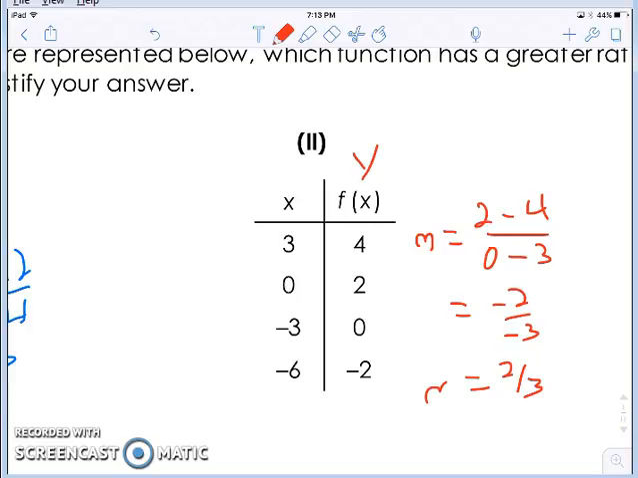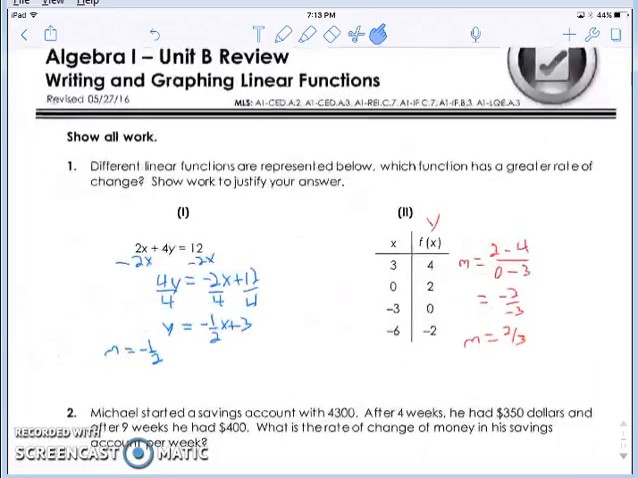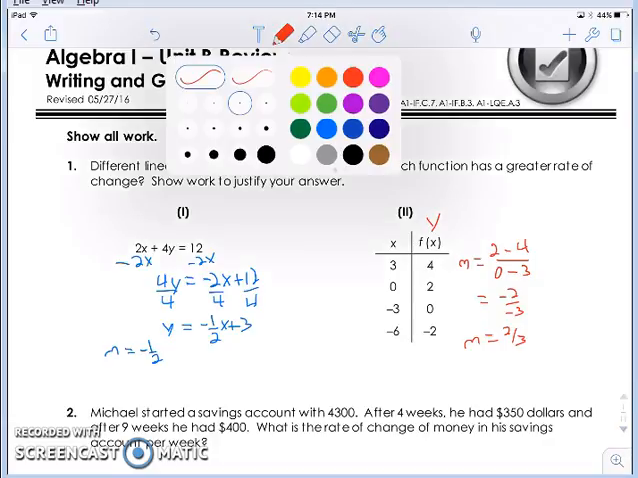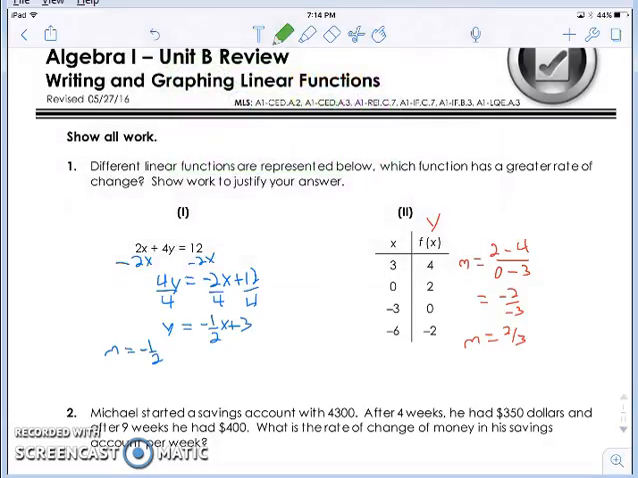And so we've got our slopes, which has a greater rate of change. 2/3 is bigger than 1/2. Remember, we only look at absolute value when we're looking at a greater rate of change. So 2, Roman numeral 2, has the greater rate.